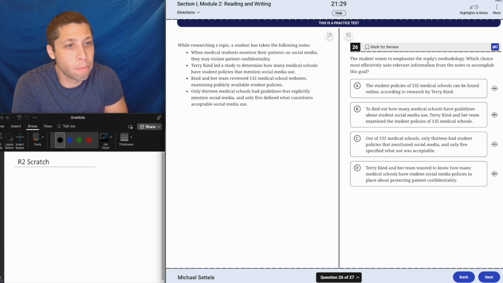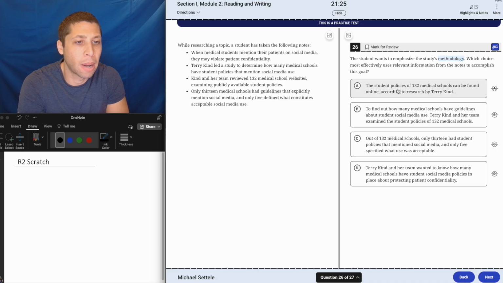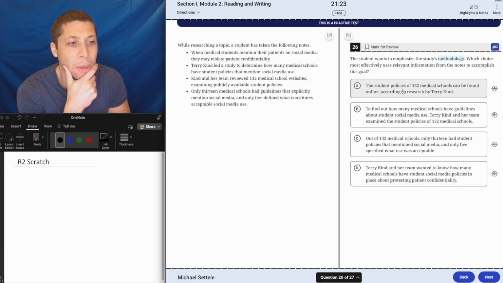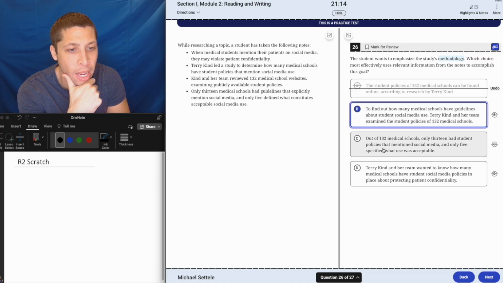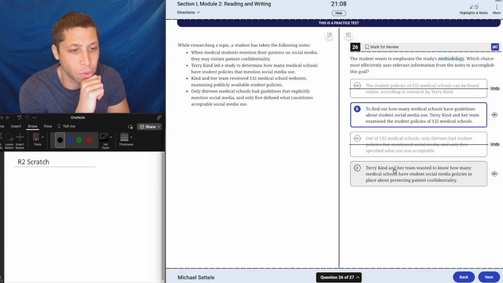The student wants to emphasize the study's methodology, right? What are the steps they did? The student policies of 132 medical schools can be found online. Okay, but what's the methodology? To find out how many medical schools have guidelines about student social media use, they examined the student policies. Okay, that's a methodology. Out of 132 medical schools, only 13 had student policies that mention social media. No, that's a finding. Terry Kahn and her team wanted to know how many medical schools have social media policies, and yeah, but that's not the methodology.